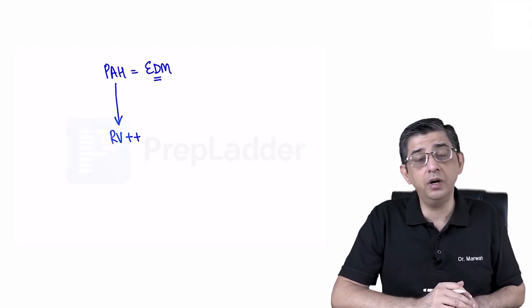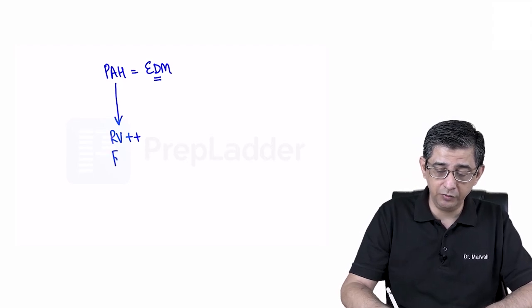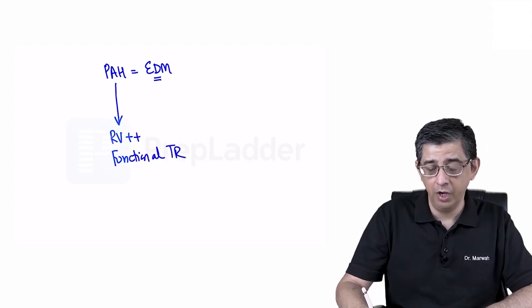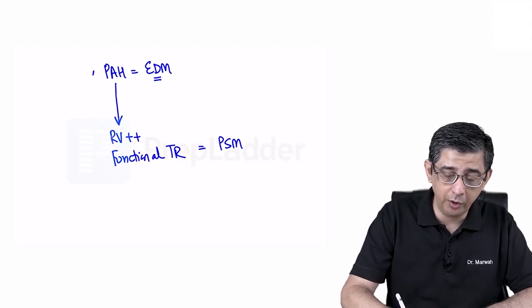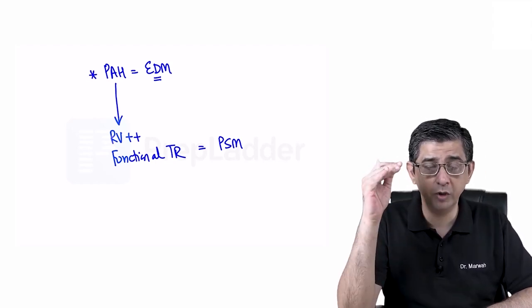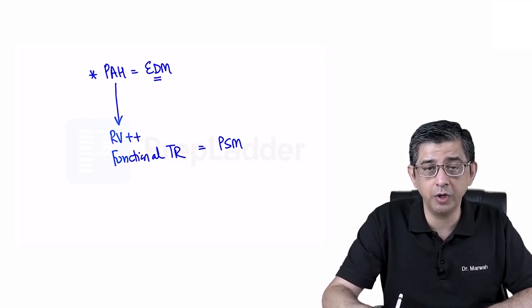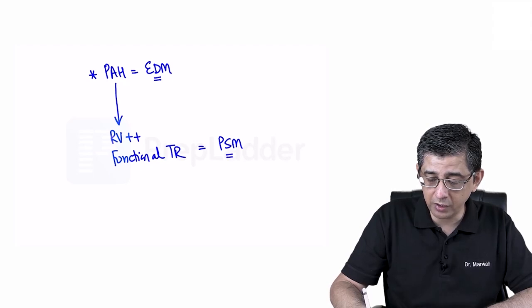I said pulmonary artery hypertension is going to cause a gross dilatation of the right ventricle, and therefore there would be a functional tricuspid regurgitation developing in this chap, which is going to contribute to a pan-systolic murmur. So you can see that pulmonary artery hypertension, if it is of the mild variety, you have an early diastolic murmur. As the disease becomes more severe, you also have a pan-systolic murmur.